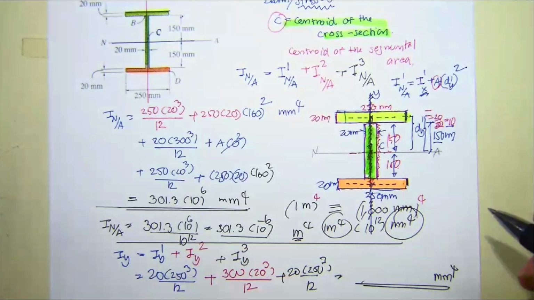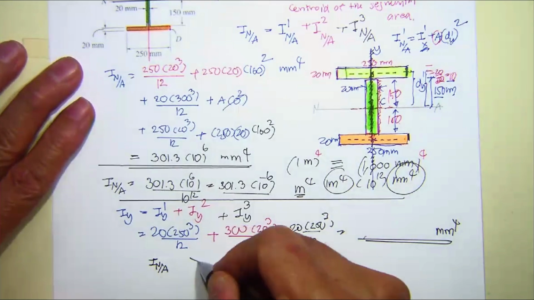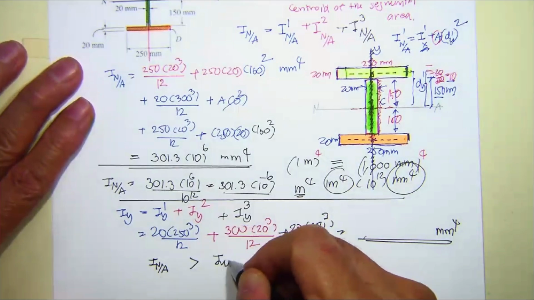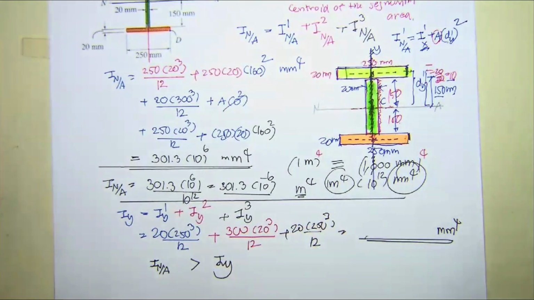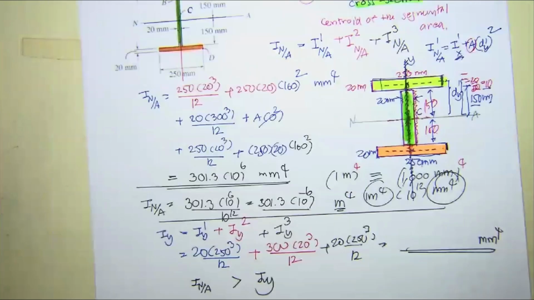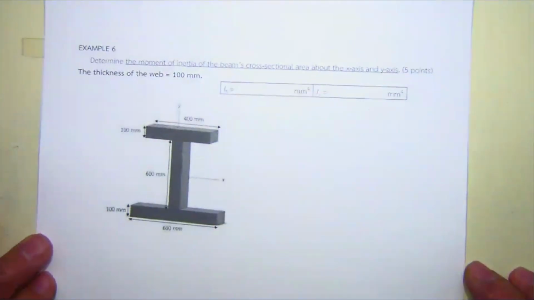I will leave this one for you to put into your calculator by yourself. Okay, and you will see that I sub NA will be larger than I sub y. Okay, this is going to be our first example. Now, let me put it into a bit more complicated one. Okay, this one is the section.